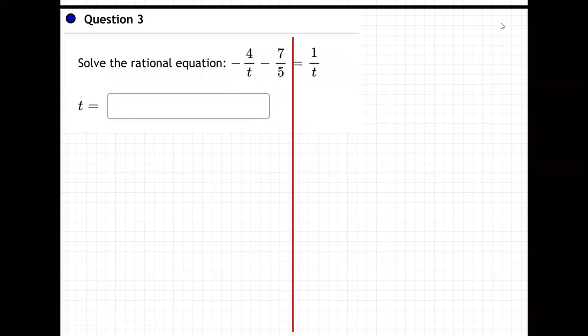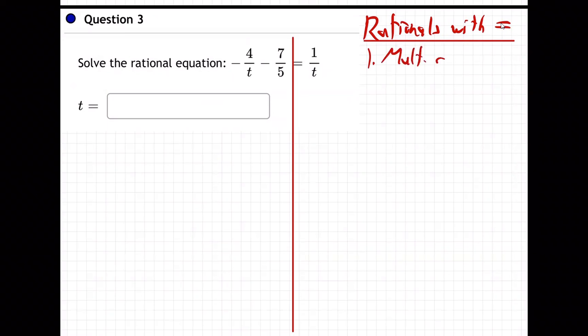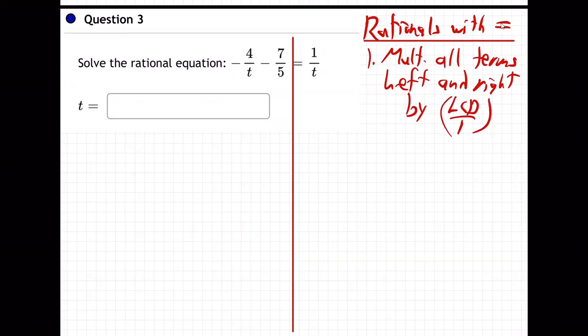Well, step number one. Let me write out what we have here. We have rationals with an equal sign. Rationals with an equal sign. So step number one, going to multiply all the terms on the left side and the right side by the LCD over 1. LCD, the common denominator, over 1.